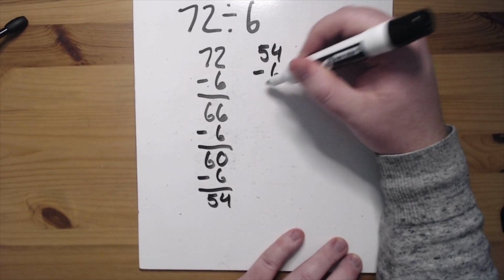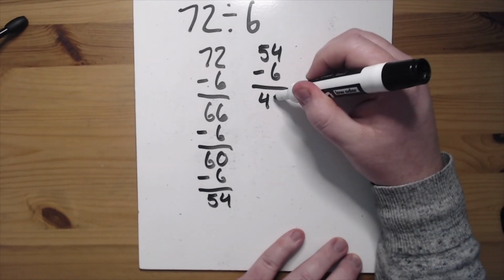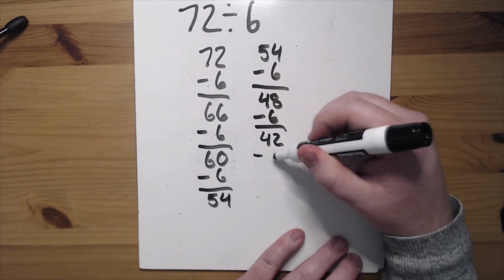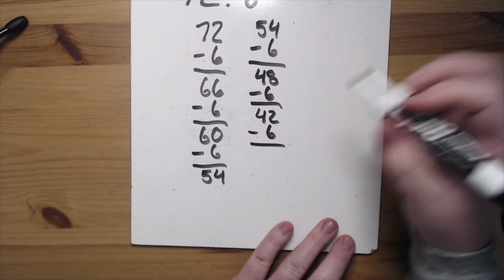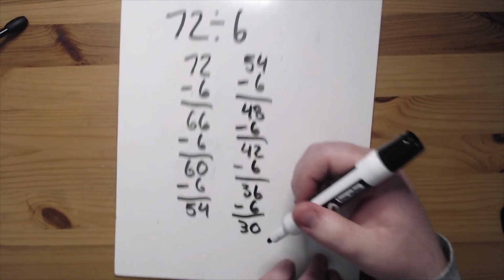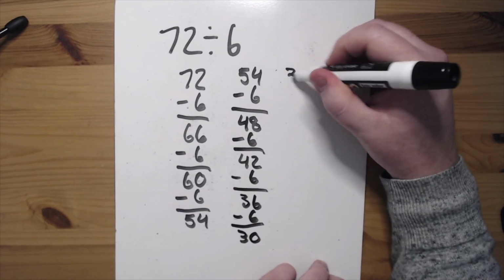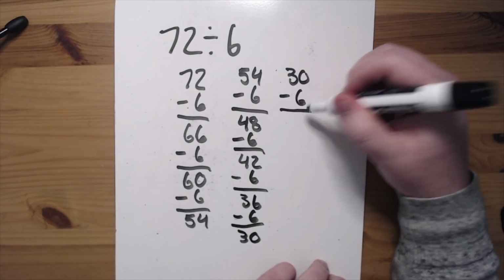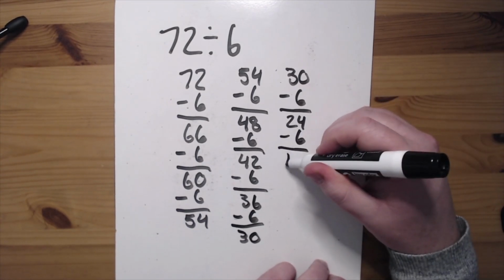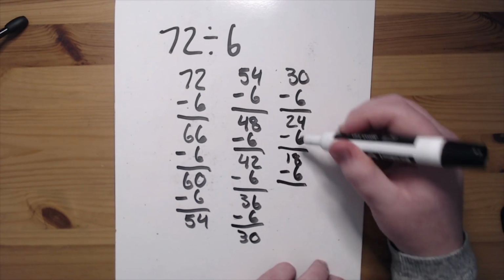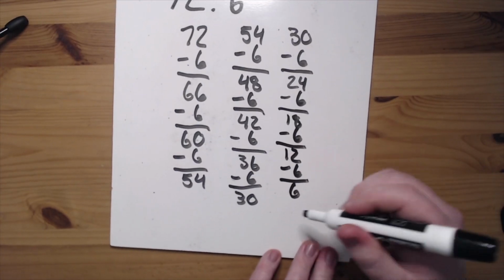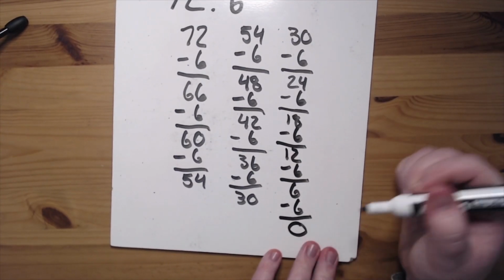54 minus 6 is 48. 48 minus 6 is 42. 42 minus 6 is 36. 36 minus 6 is 30. Let's bring our 30 up top again. 30 minus 6 is 24. 24 minus 6 is 18. 18 minus 6 is 12. 12 minus 6 is 6. And last but not least, 6 minus 6 is 0.